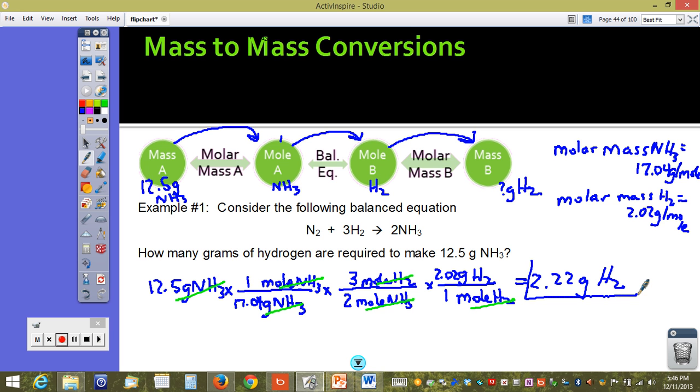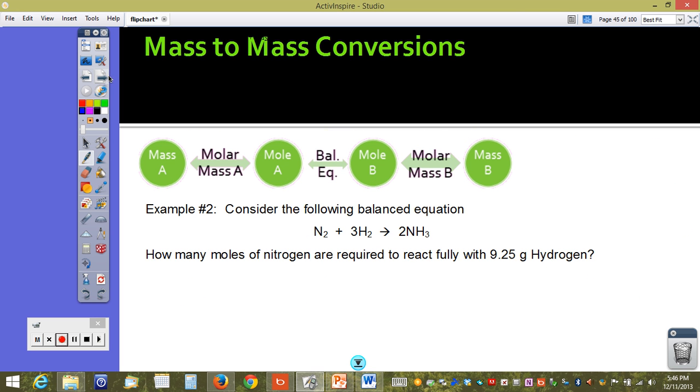Box our answer. Notice 3 significant figures because this has 3 significant figures, that has 3, that has 4, and 3 is the least. Let's try a different problem. Same balanced chemical equation, but in this case, how many moles of nitrogen, so we're looking for how many moles of nitrogen are required to react with 9.25 grams of hydrogen.